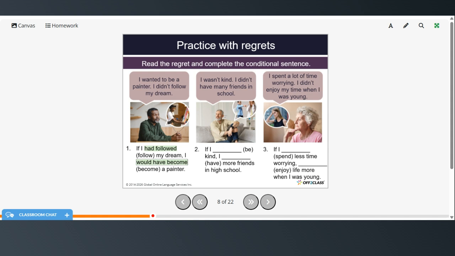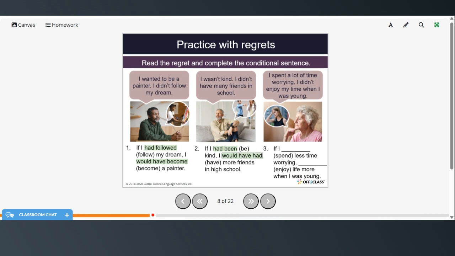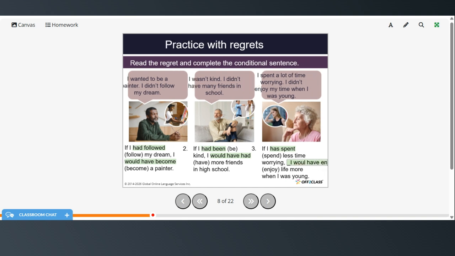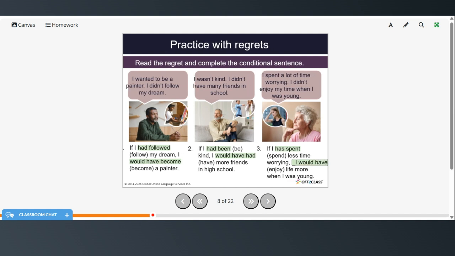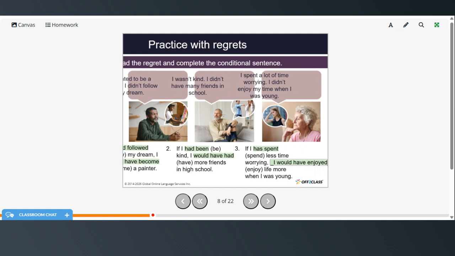I wasn't kind. I didn't have many friends in school. If I had been kind, I would have had more friends in high school. I spent a lot of time worrying. I didn't enjoy my time when I was young. If I had spent less time worrying, I would have enjoyed life more when I was young.